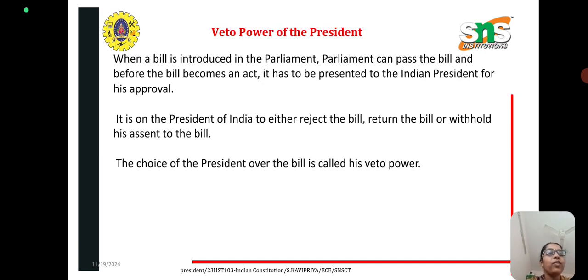And finally is the veto power of the president. When a bill is introduced in the parliament, the parliament can pass the bill, and before the bill becomes an act, it has to be presented to the Indian president for his approval. It is on the president of India to either reject the bill, return the bill, or withhold his assent to the bill. This choice of the president over the bill, we call it veto power.